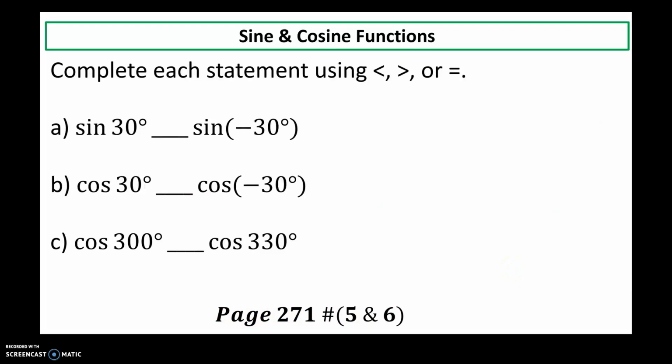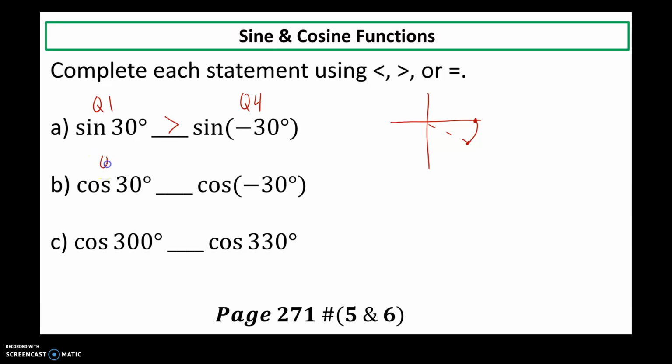Okay, so complete each statement. So again, it's all about comparing quadrants. Sine of 30 degrees is a first quadrant angle. We talked about from the start, if I rotate negative 30 degrees, that'll put me in the fourth quadrant. Sine of 30 degrees is positive. Sine of negative 30 degrees is negative. So the positive angle will always be bigger than the negative angle.